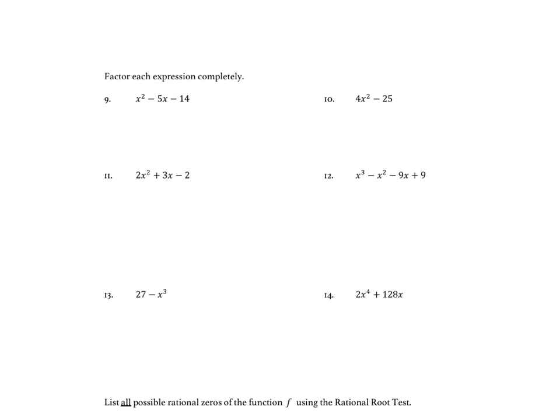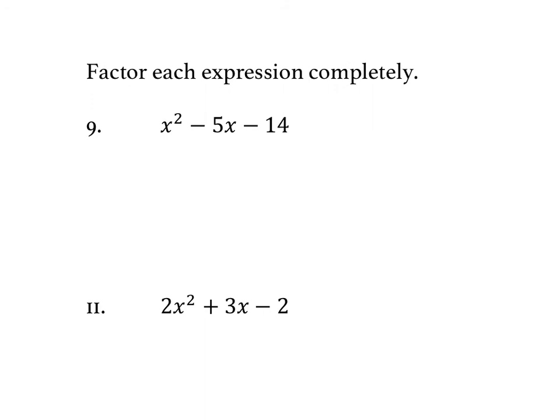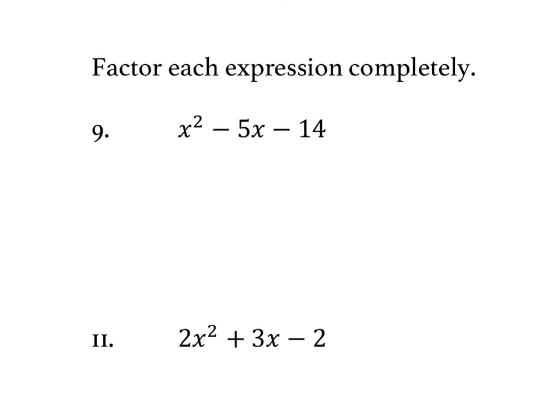All right, so this page is all about factoring. First thing we'll talk about is how to recognize what type it is. Here, since there's no number in front of the x squared, this is a normal method. For the normal method, you think about what two numbers multiply to be the last number. So what two numbers multiply to be negative 14, and then add up to be the middle one, negative 5.